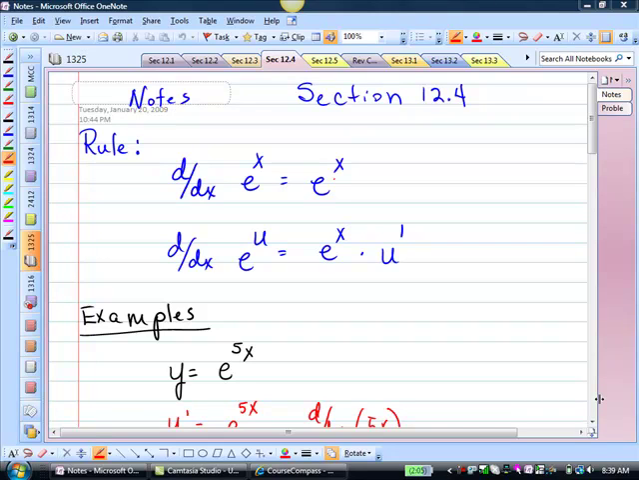The derivative of e to the x is just e to the x. Wow, that's an easy one. You hope for those. Okay, that one's easy. The derivative of e to the u, that means when that exponent is anything other than a plain old x. If it's 3x plus 7, if it's x squared, that's e to the u because it's something more than x. Well, the derivative of that is e to the x, just the original, whatever that is, times u prime, meaning you take the derivative of the exponent.